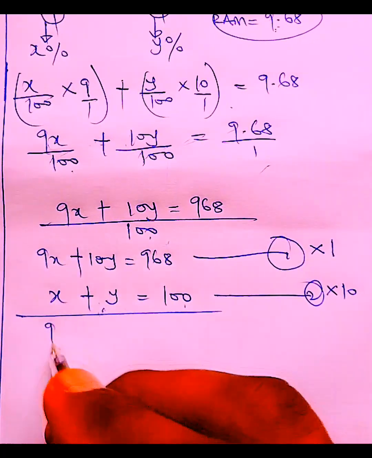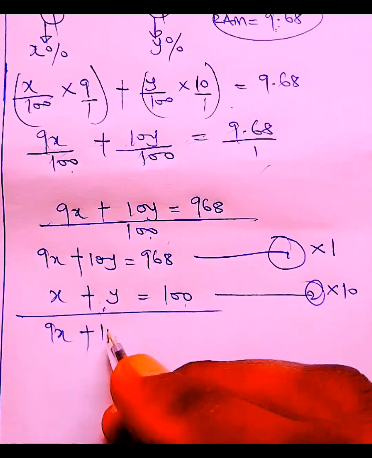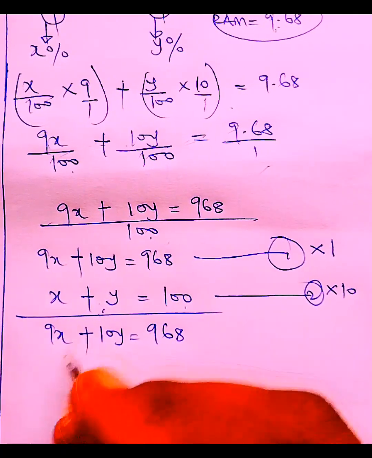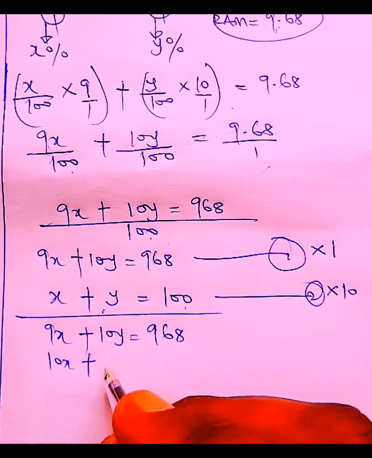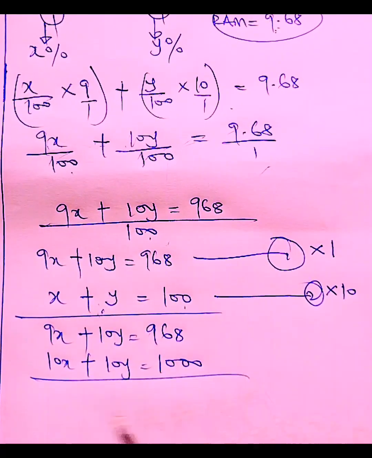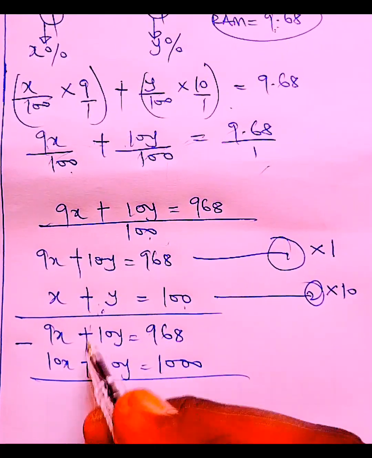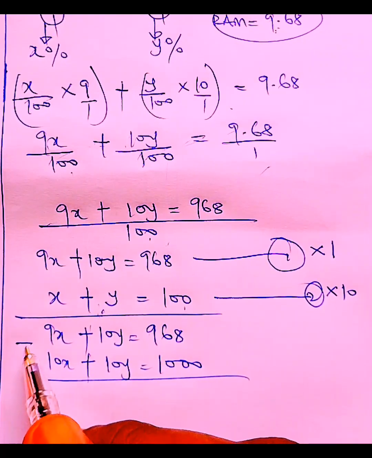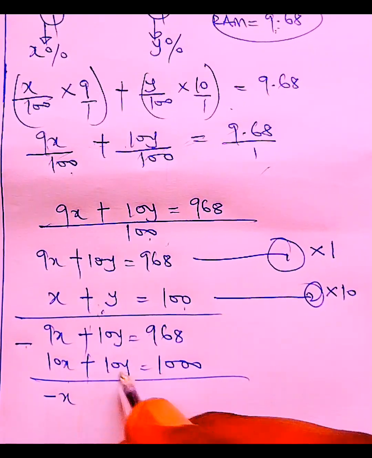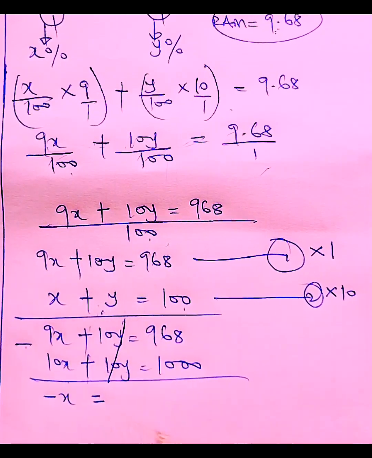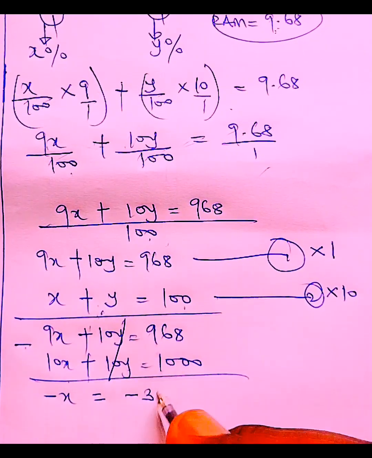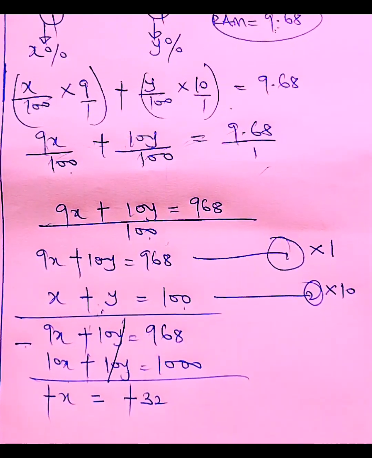1 times this is 9x, 1 times this is 10y, 1 times 968 is 968. 10 times x is 10x, 10 times y is 10y, 10 times 100 is 1000. Now, how do we do it? For us to eliminate this, they are the same signs, so we have to use our minus. So 9x minus 10x will give us minus x. 10y minus 10y, they take each other out. They're eliminated. So 968 minus 1000 will give us minus 32. So minus cancels minus.